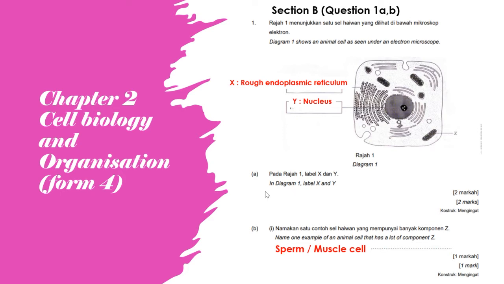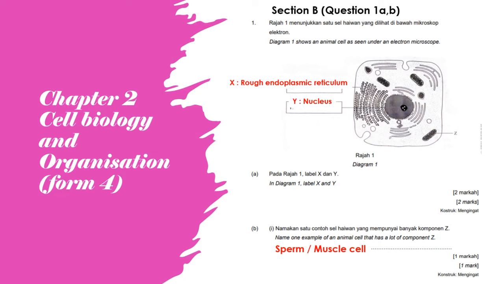Now we go to question A. In diagram 1, label X and Y. So X is the rough endoplasmic reticulum. Why rough endoplasmic reticulum? Because there are ribosomes attached to the rough endoplasmic reticulum. If there is no ribosome attached to it, then this is referred to the smooth endoplasmic reticulum, or SER.